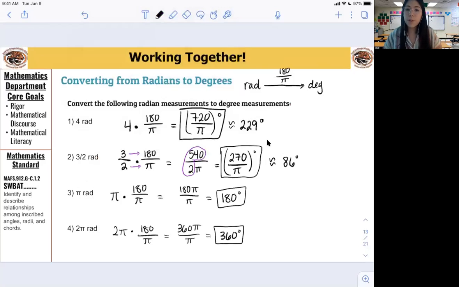So to convert from radians to degrees, we just do 180 over pi. You just multiply by that number and you get your answer. And we have the exact answer, you leave pi where it is. If you want to know the approximate answer, you can divide by pi. Questions?